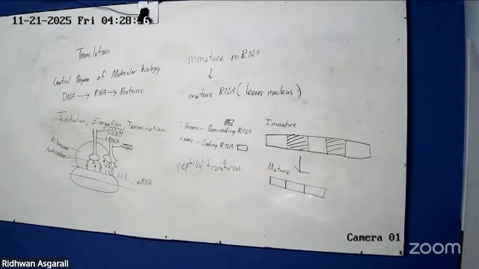The tRNAs become detached from the amino acids and leave the ribosome. Full stop.